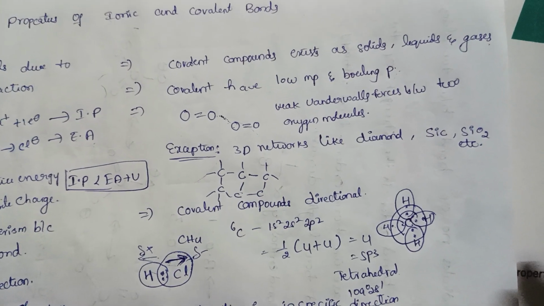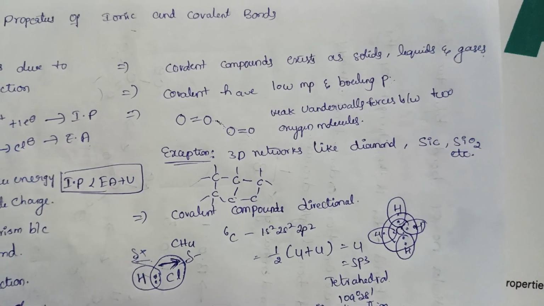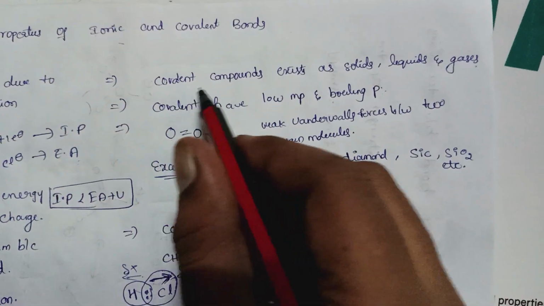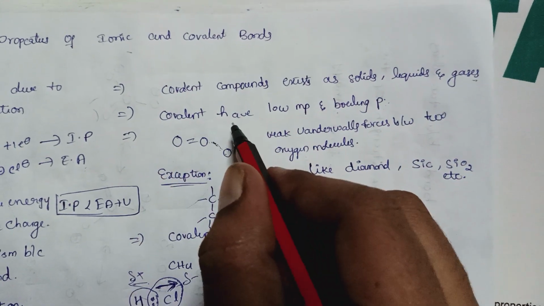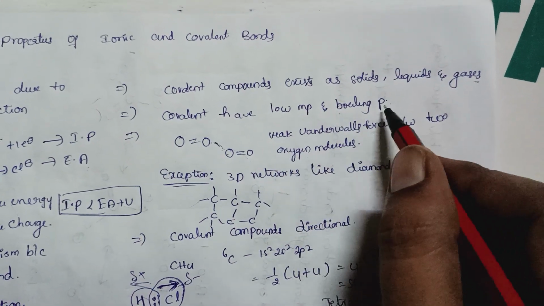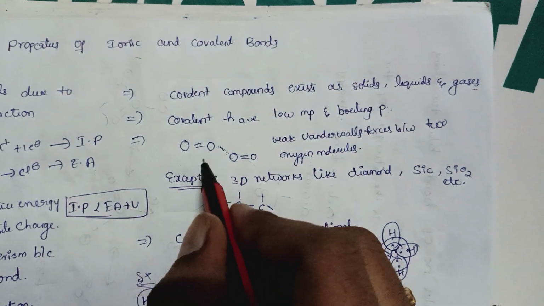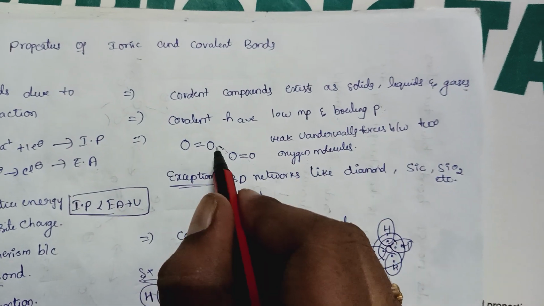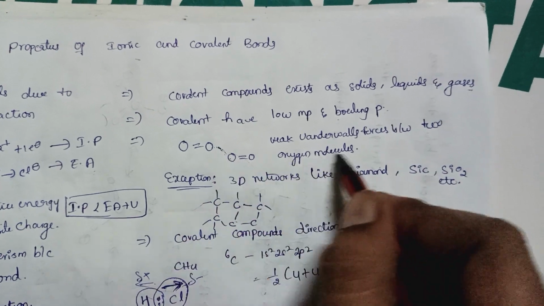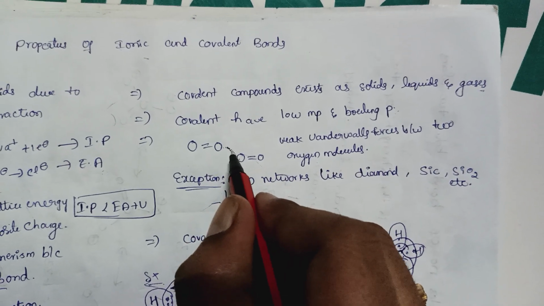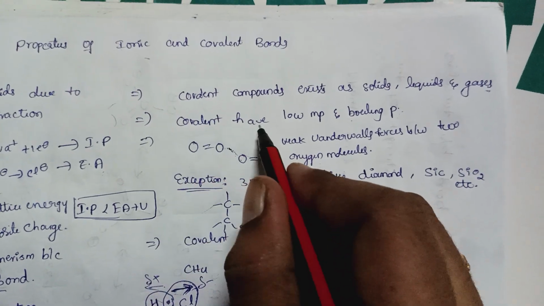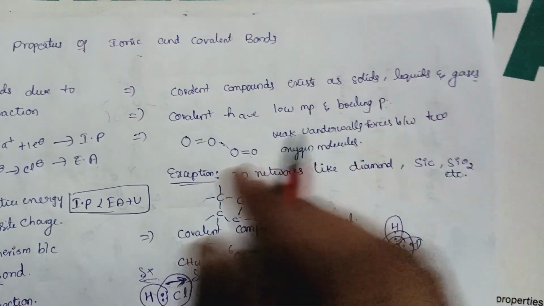Today we are going to discuss the properties of covalent compounds. Covalent compounds exist as solids, liquids and gases. Covalent compounds have low melting points and boiling points. If we take an O2 molecule, there are weak van der Waals forces between two oxygen molecules. It is easy to break. So covalent compounds have low melting and boiling points.